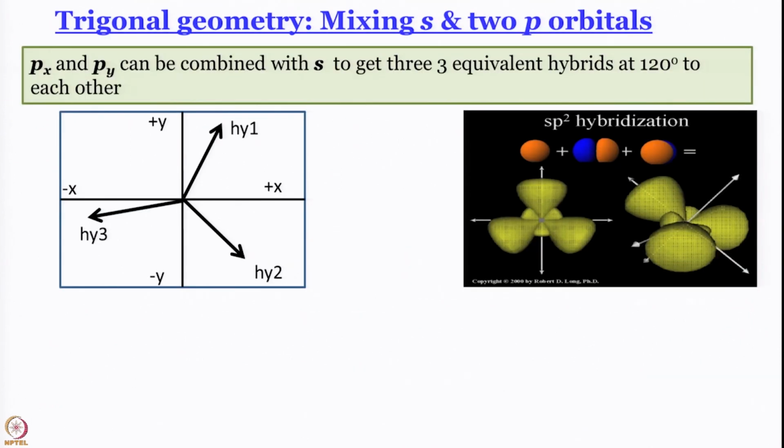So, we have talked about sp orbitals. Now, it is time to talk about some other geometry. Sp orbitals are good for linear geometry. Now, we want to talk about the next step. Linear geometry means AB2 kind of molecules, triatomic molecules. Of course, acetylene is not triatomic, but let us keep things simple.